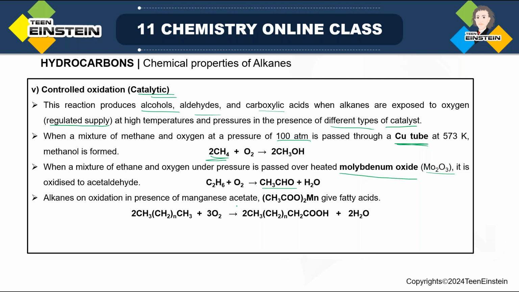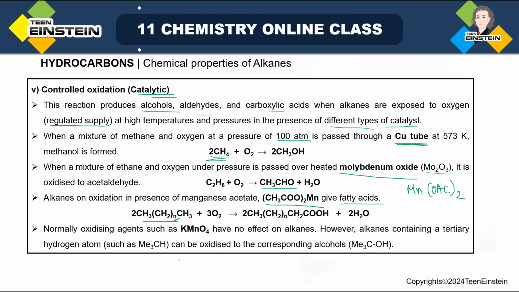Alkanes on oxidation in presence of manganese acetate. Suppose you have taken this catalyst, you can also write it like this, Mn(OAc)2, OAc means CH3COO group. So this will give you fatty acid if it is this type of longest chain, where n value is very high. These are very higher alkane. But you can also do it for lower alkane. In that case, it will not be fatty acid. Then it will be like formic acid or acetic acid, HCOOH or CH3COOH like this. Okay.